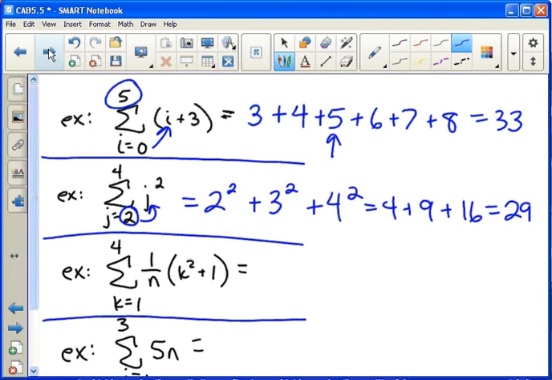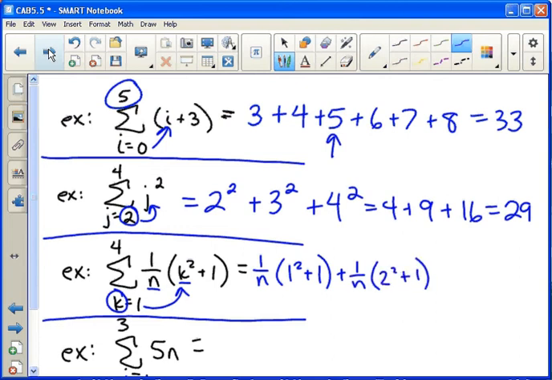Alright, now let's try this next one. This is why the index of summation, this number or this letter right here, is important. It tells you where to plug it in. If you look here, we have an n and a k. Well, we need to know which one to plug in our numbers to. So since it's k equals 1, we plug our 1 in for k. So we'll get 1 over n times 1 squared plus 1. Then I do 2. 1 over n, 2 squared plus 1. 1 over n, 3 squared plus 1. And then 1 over n, 4 squared plus 1. And I stop at 4 because that's my number on top.